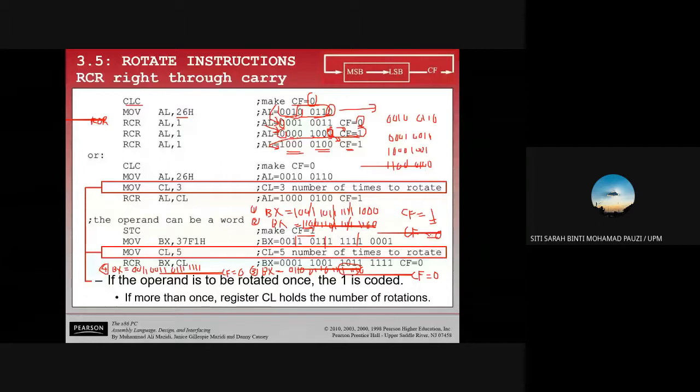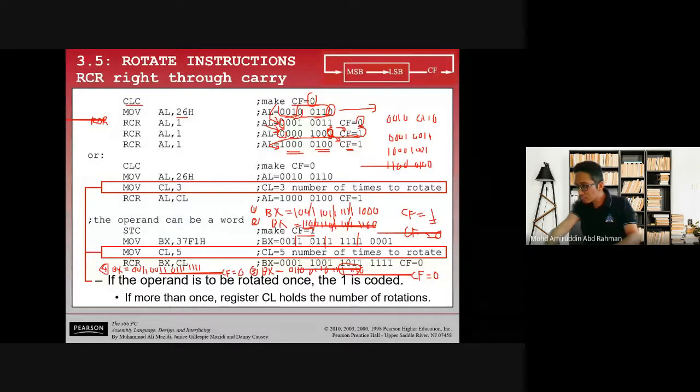But the answer you said it was like one before. Which one? This one? The second one is one because, okay, the CF is initially one, so you put one, so this one should be zero over here.